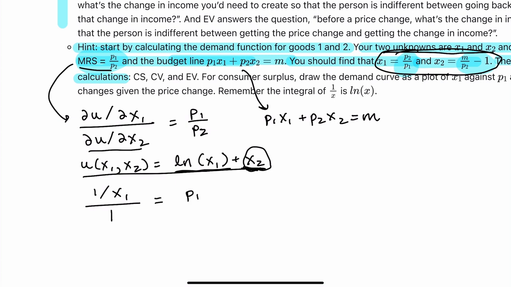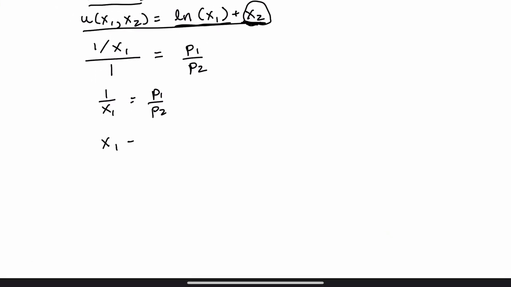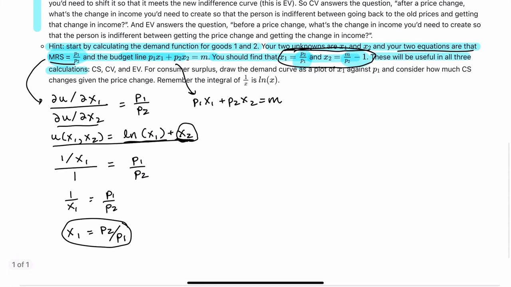That's equal to P1 over P2, and so I'll get that 1 over x1 equals P1 over P2. Take the reciprocal of both sides, and I get that x1 is P2 divided by P1. Let's check to make sure that that's what I wanted to show, and it is. I showed that x1 is P2 over P1. That's the demand for good 1 given these set of prices.